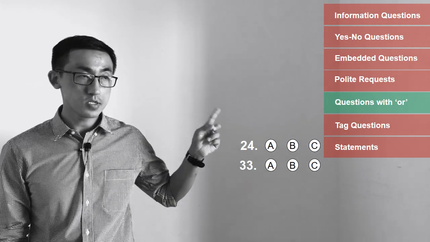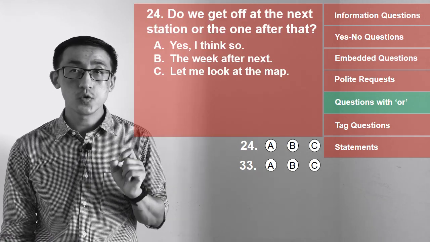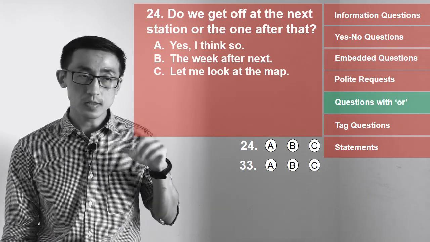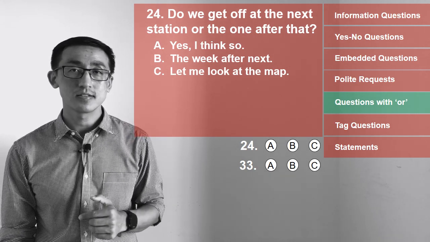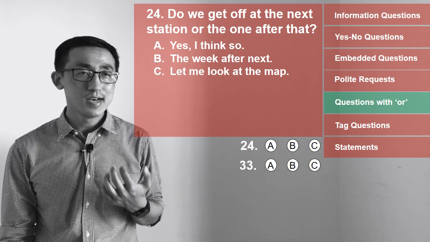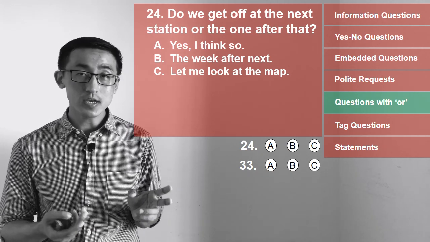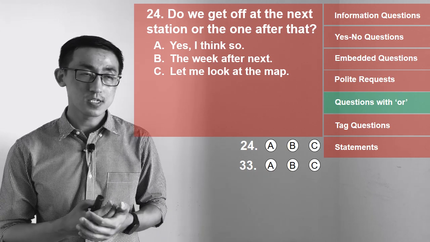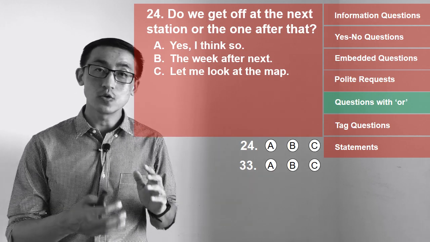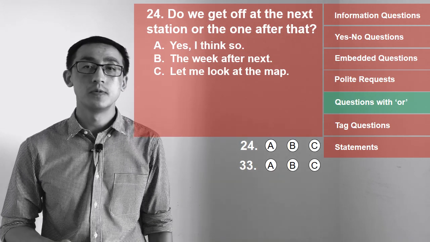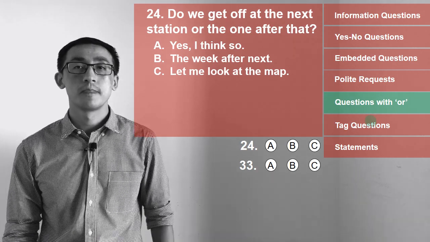Okay, based on this question, which one do you think is the correct answer? Do you get off at the next station or the station after that? The correct answer is not yes and not no. It's not the choice, it's the third option. She doesn't know if it's this station or the next station, but she's going to check and look at the map. So based on this one, the correct answer is C.